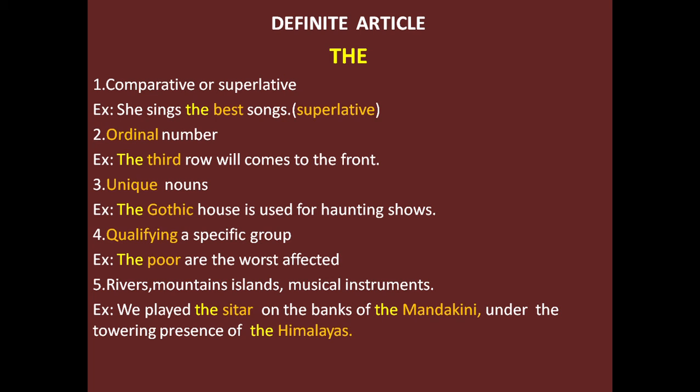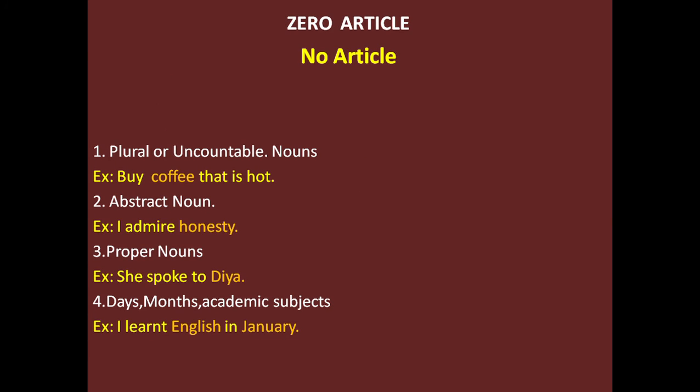Then rivers, mountains, islands, musical instruments. These are all preceded by the definite article. We played the sitar on the banks of the Mandakini under the towering presence of the Himalayas. This is a very important component in many closed tests.